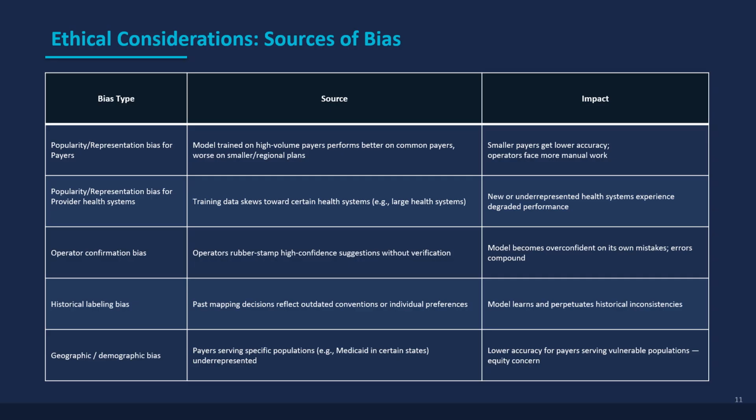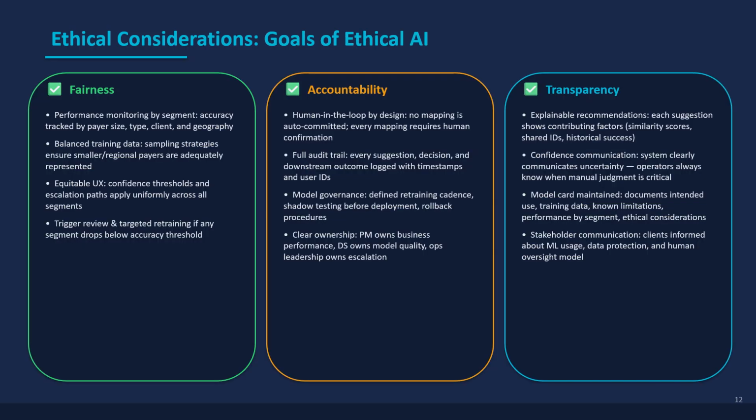Historical labeling bias. Past mapping decisions reflect outdated conventions or individual preferences. Then the model will learn and perpetuate historical inconsistencies. Geographic or demographic bias. If there are payers that are serving specific vulnerable populations limited to specific geographic locations, and if they are not represented in the training dataset, the performance of the model will not be up to par for those payers. Here are a few steps we can take to make sure that AI is fair, accountable, and transparent with this use case.